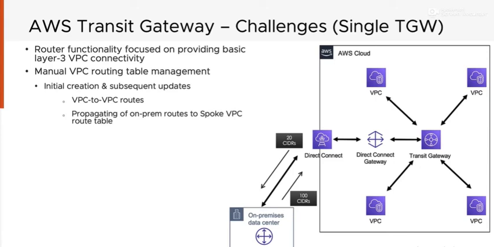There's manual VPC route table management here. So if I learn a new route from on-premises, I need to update each and every VPC so it can route to that on-premise location. And also the 20 CIDR limit means that I need to do some type of route summarization or some type of strategy if I have more than 20 VPCs that I want to advertise to on-premises.